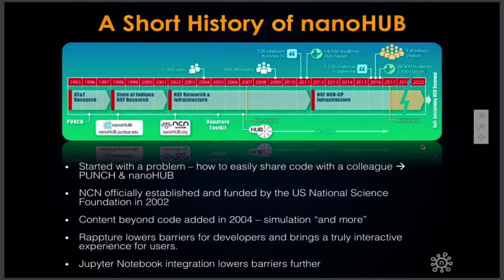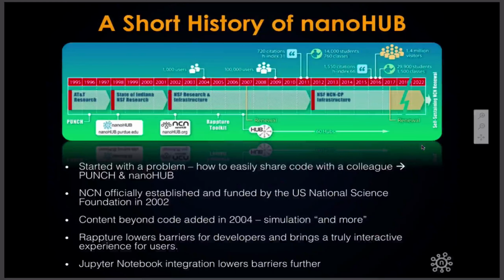Punch turned into nanoHUB in the late 1990s, and in 2002, the Network for Computational Nanotechnology was formed with an official grant from NSF, our first grant to fund the development of this hub. So that started in 2002. Back in 2004, we were looking at somewhere on the order of 1,000 users. And at that point, it was only code. There were none of the collaborative features or other resources available on the hub, simply code and tools.